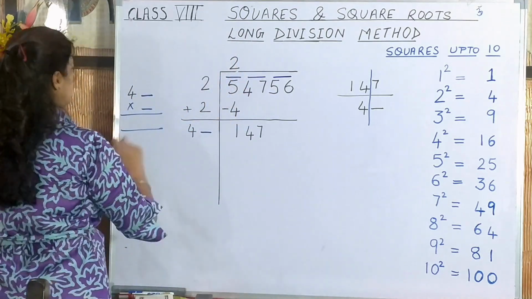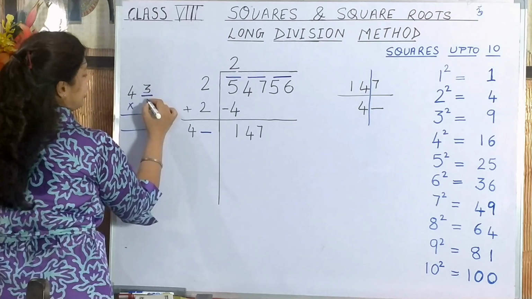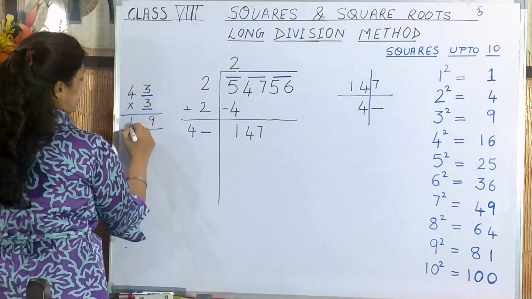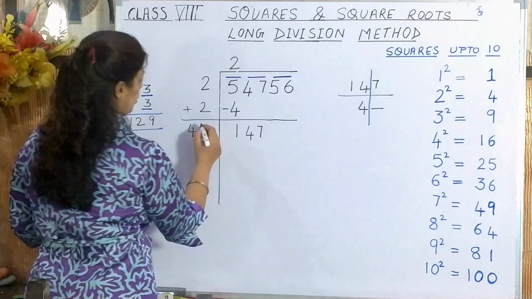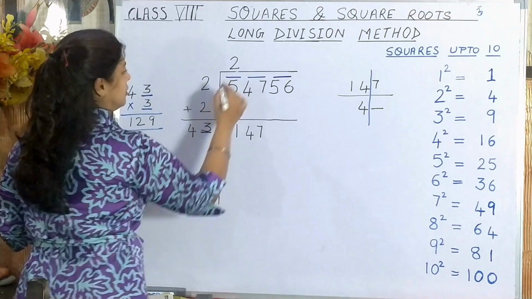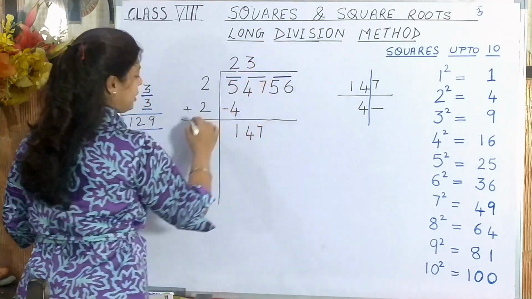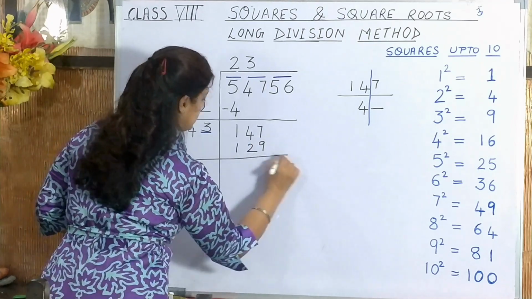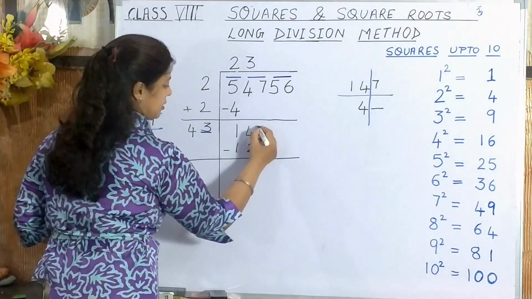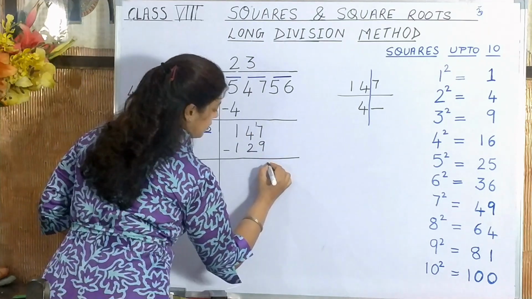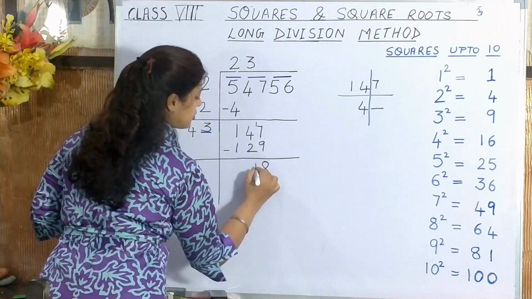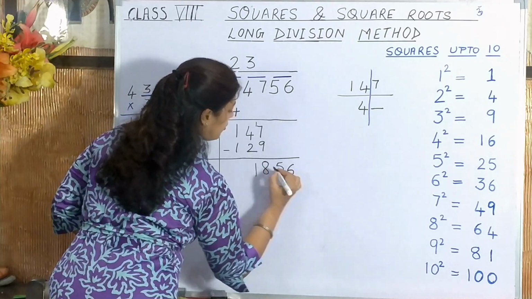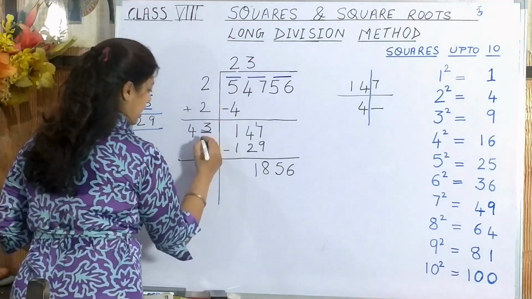So I multiply 43 into 3. 3 into 3 gives 9, 3 4s is 12. I get 129. Over here I write this missing number. In the quotient's place also I multiply 43 into 3, which gives 129. I subtract, get the difference. 17 minus 9 is 8. 3 minus 2 is 1. Bring down the next pair. Next pair is 56. Over here I add the quotient.